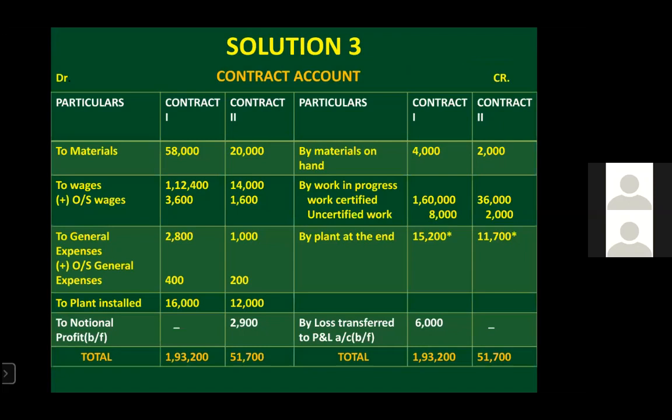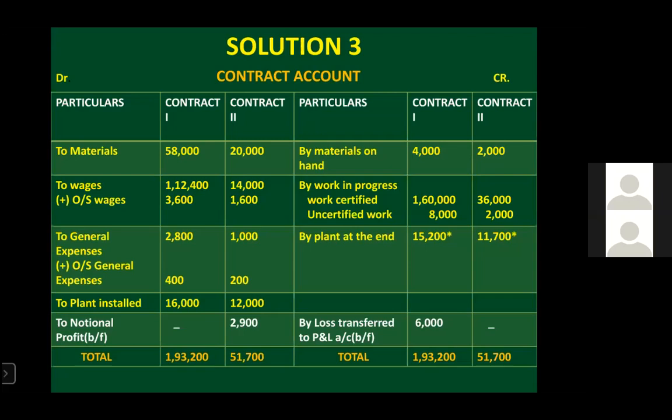Now look at the debit side. I debited all the expenses in the respective contract 1, contract 2, the amounts were posted along with the outstanding expenses and plant installed. And then likewise on the credit side: by materials on hand, by work in progress, that is work certified and work uncertified amounts, by plant at the end.